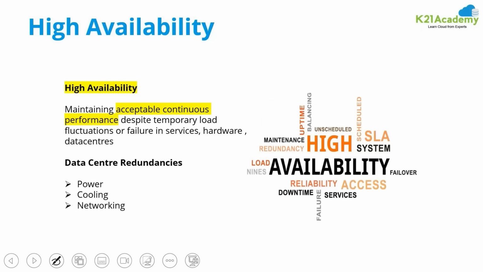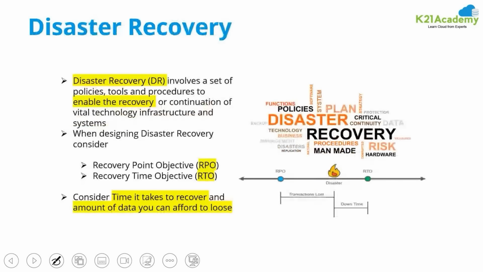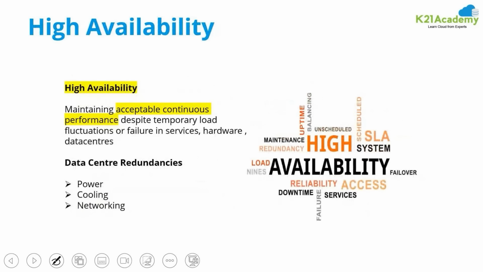Now, in cloud, there is a very common saying, cloud is highly reliable and highly available service. Now, what do you mean by highly available service? High availability means what? Maintaining the acceptable continuous performance despite temporary load fluctuations or failure in the service and the hardware in the data centers. Okay. So that is known as high availability.